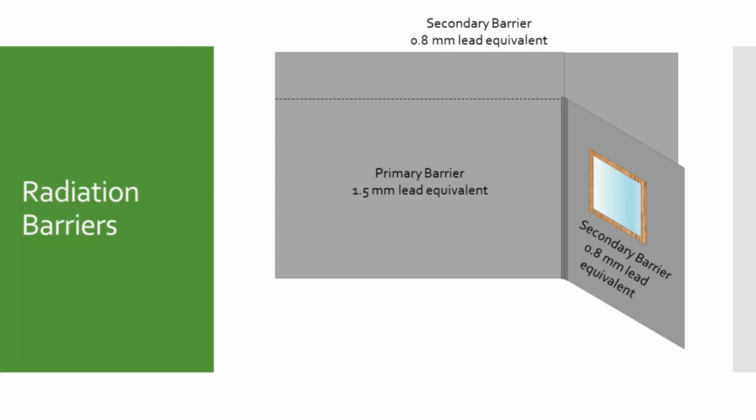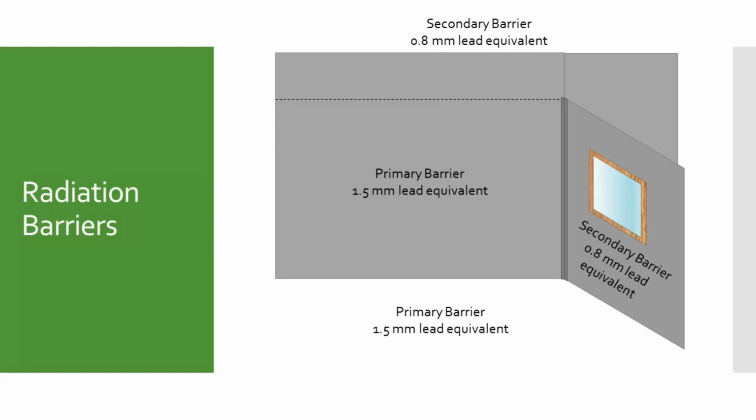The ceiling is a secondary barrier and would follow the same requirements as the control area wall. The floor, on the other hand, is considered a primary barrier and requires the same level of radiation protection as the wall behind the upright bucky. Oftentimes in industrial buildings, the floor is made of concrete, and it has been determined that 4 inches of solid concrete is the equivalent of 1.5 millimeters or 1/16 of an inch of lead.